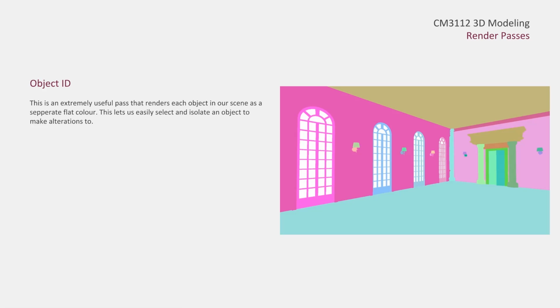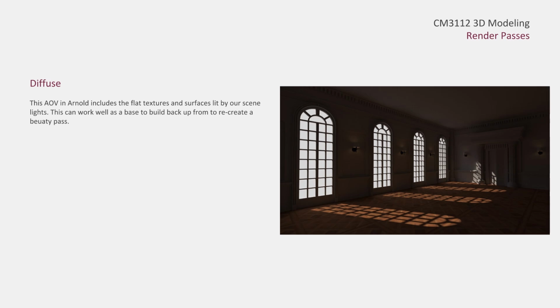Object ID is a pass where elements are rendered as flat solid colors. This means in something like Photoshop, we can really easily just select one object and then we can mask it and then do alterations just on that object. Diffuse is one we'll use. It's good to work as a base. It's basically the direct lighting on the textures without any shininess.